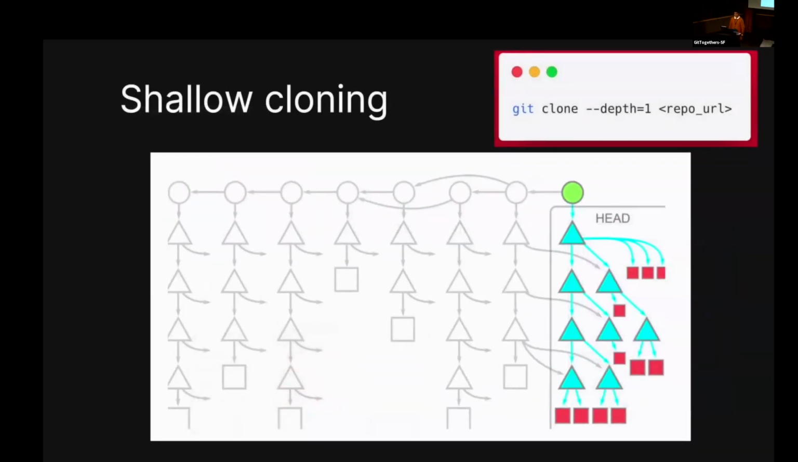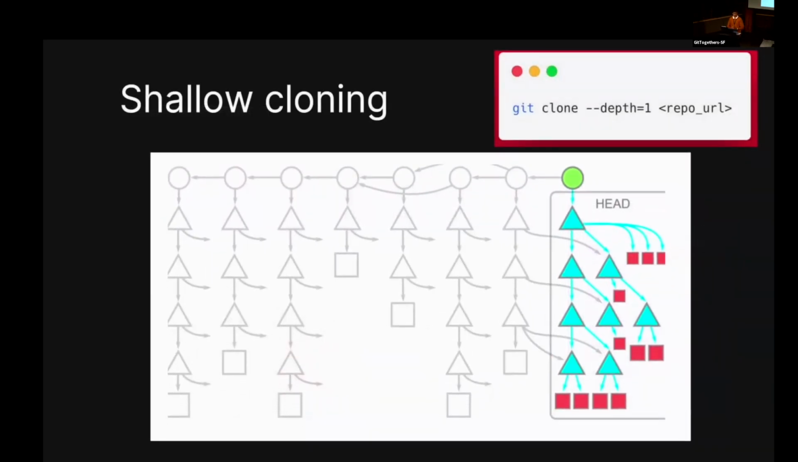So let's start with shallow cloning. People talked about this earlier as well. It's really useful if you know about it. I didn't know about it until just a year ago. But it allows you to only download the most recent commit.